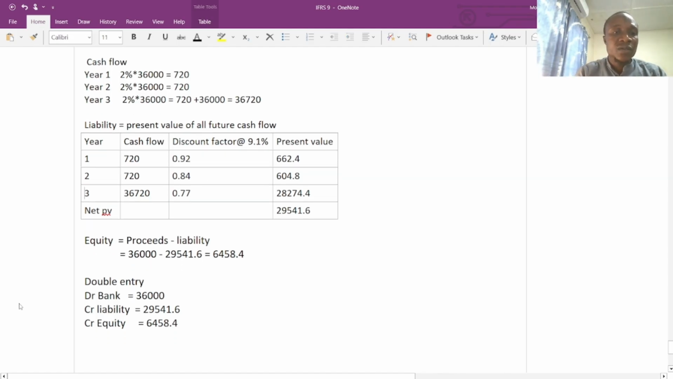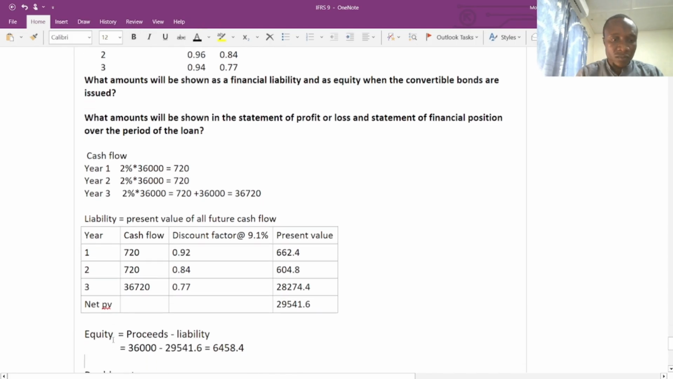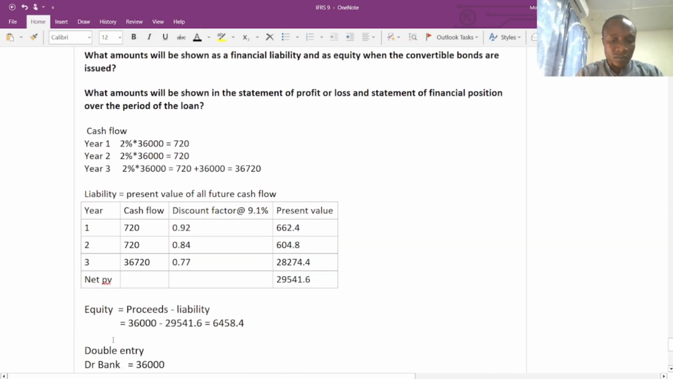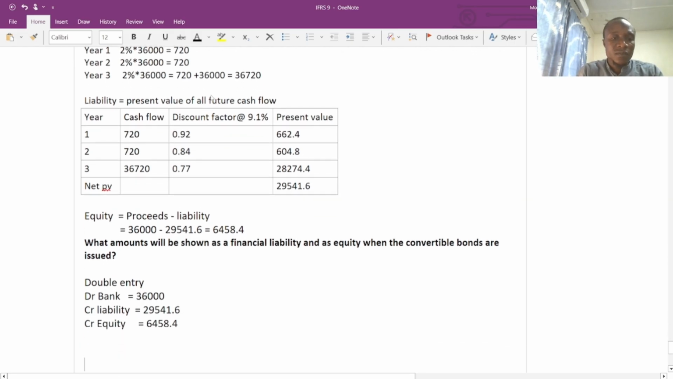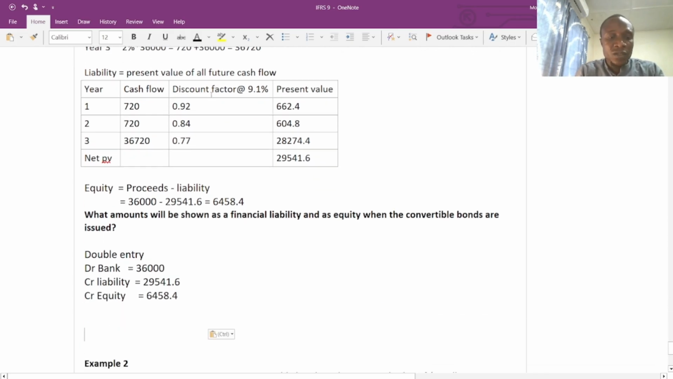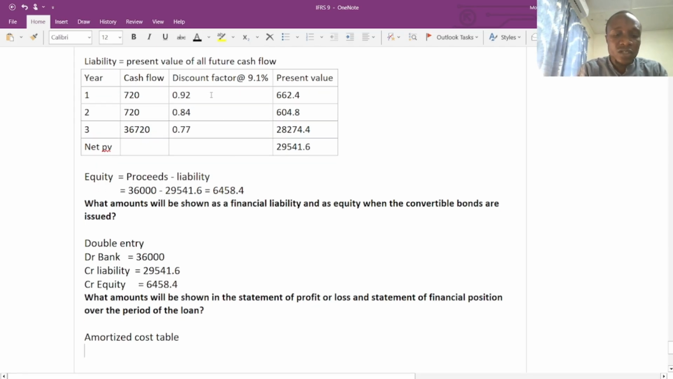So now we have split between the debt and the equity. The next requirement is what amount will be shown in the statement of profit or loss and the statement of financial position. So we need to show the expense, the finance cost, and we need to show the closing liability. Simple. Right? So now we are going to prepare the amortized cost table to calculate the closing liability, the finance cost, and the cash payments.